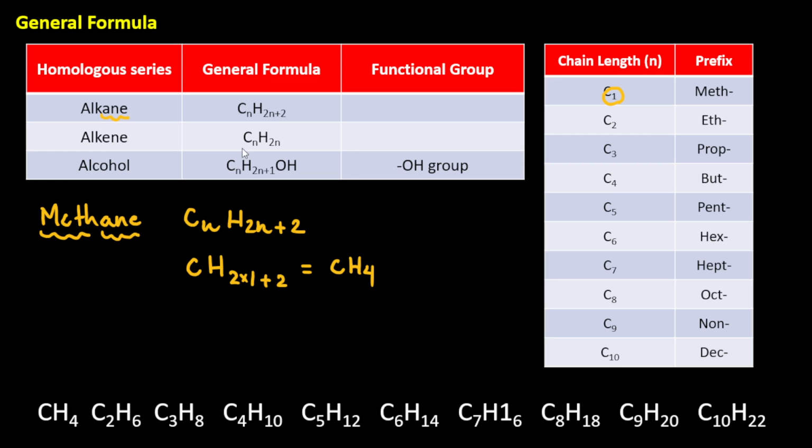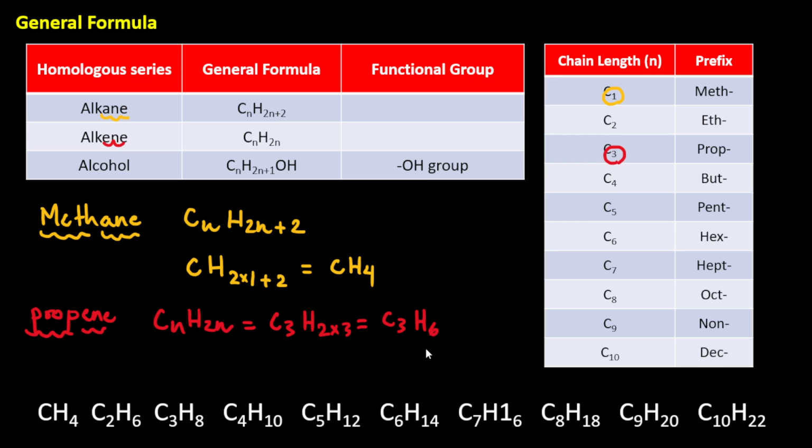So let's try for one alkene, okay? Let's say propene. Since it ends with E and E, I know that my general formula is CnH2n. Since it is prop, I have 3 carbon atoms here. So C3H, 2 multiplied by 3, so this will be C3H6.